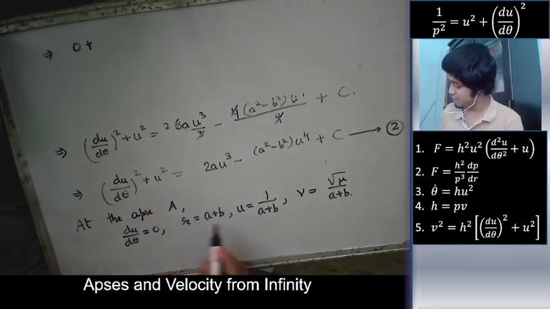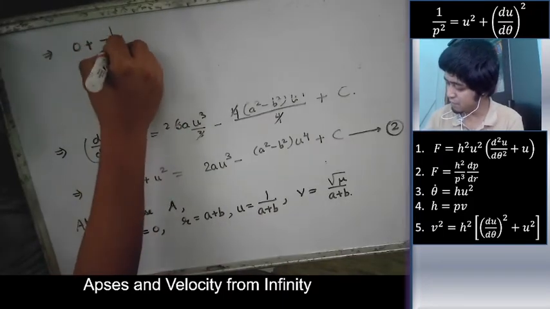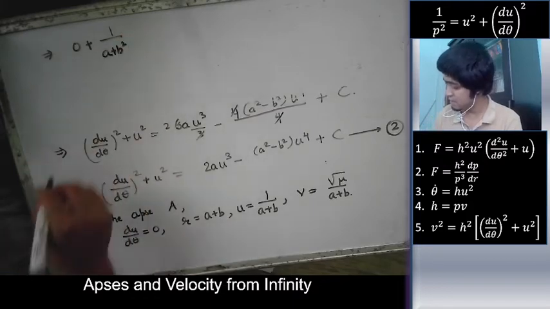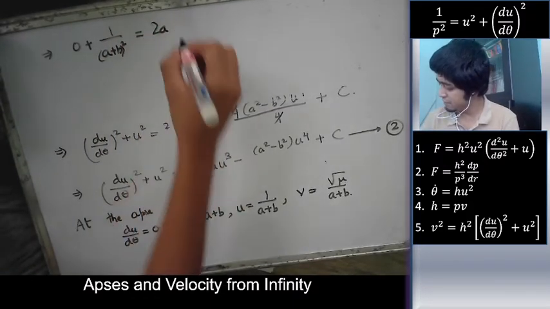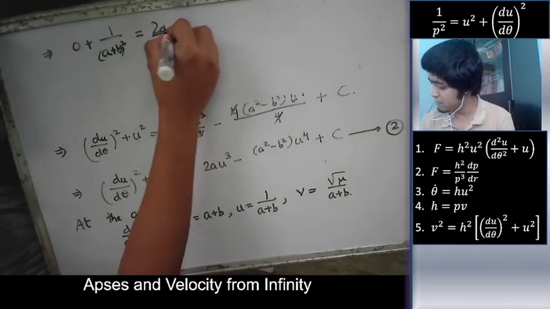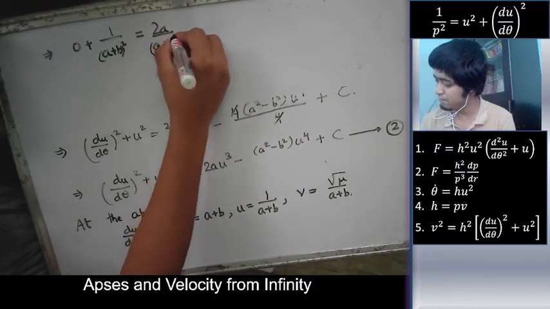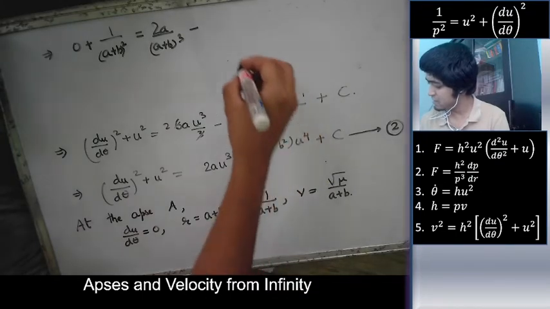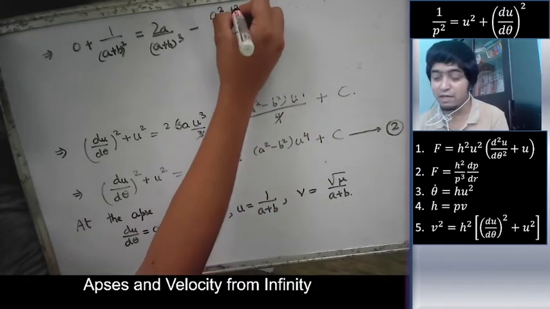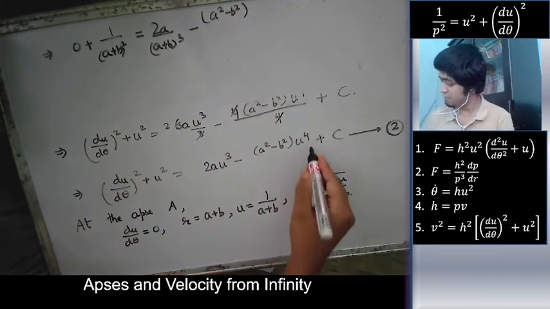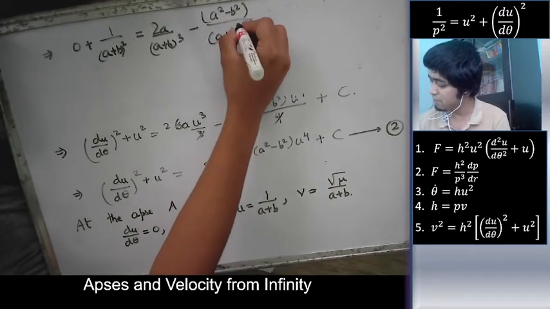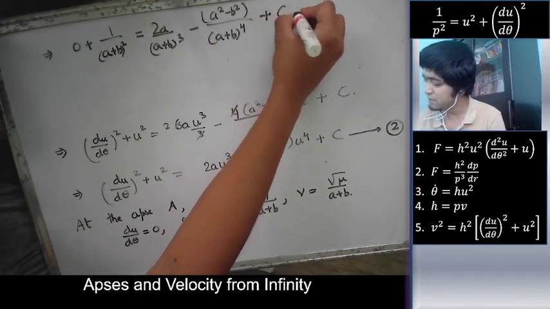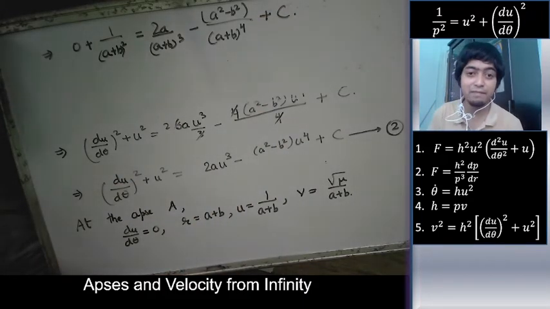u square will be 1 by (a plus b) whole thing square equal to 2a, u cube will be 1 by (a plus b) whole thing cube, minus (a square minus b square), and u4 will be divided by (a plus b) power 4, plus c. So this is what we are having.